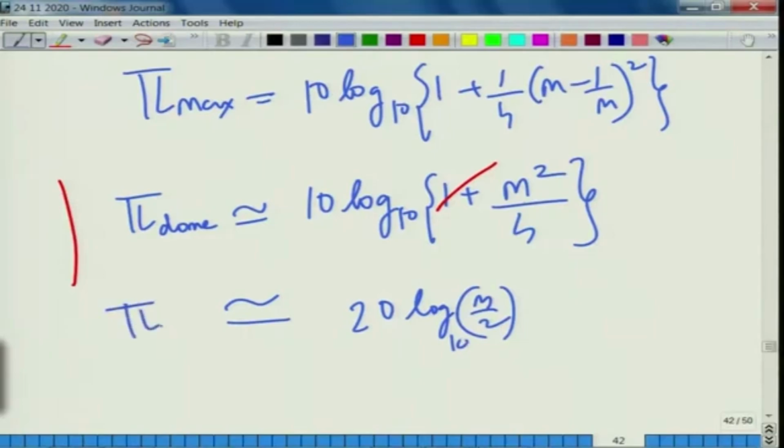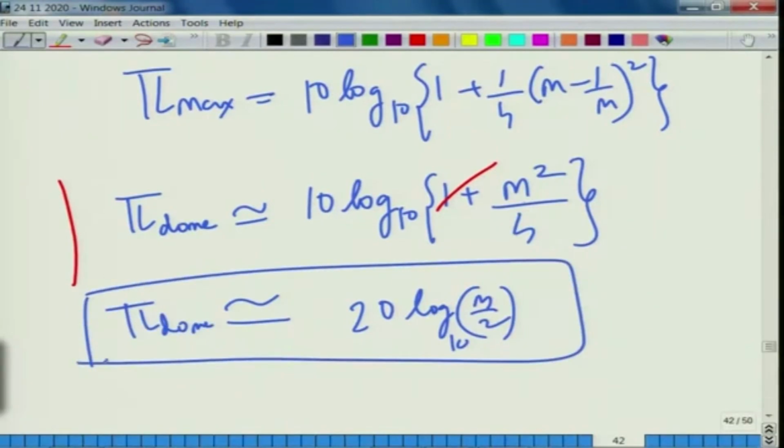So, TL dome is 20 times log of m by 2. This is, I would get rid of 10s, understood. So, this is an even further simplified expression to get a very quick estimate of the maximum transmission loss that a simple expansion chamber can produce given the area ratio, given what will be the ratio of the cross section area of the chamber to that of the pipe or the port.